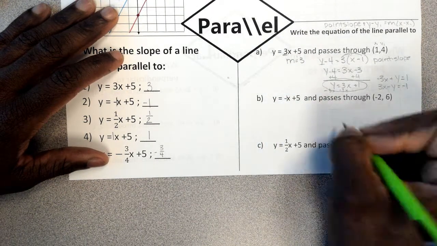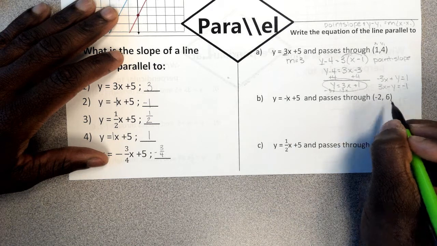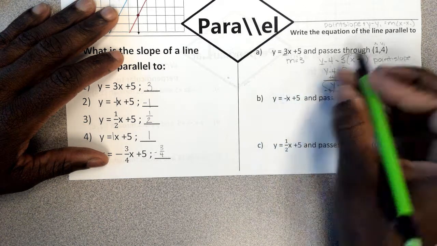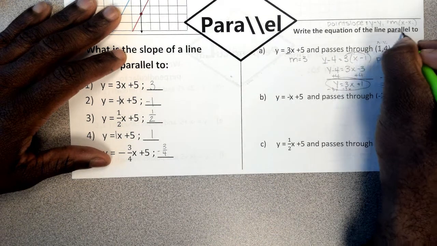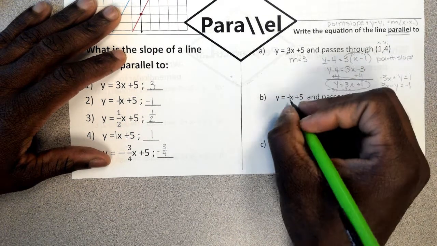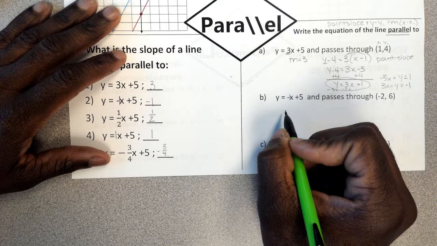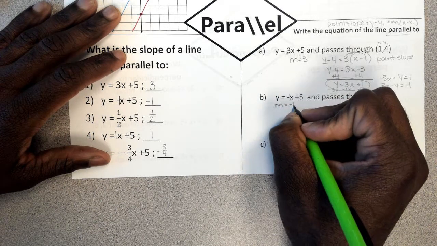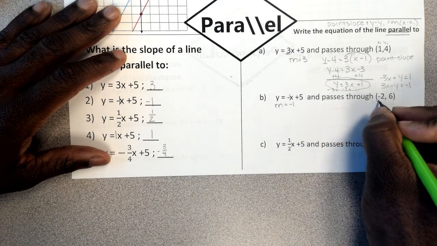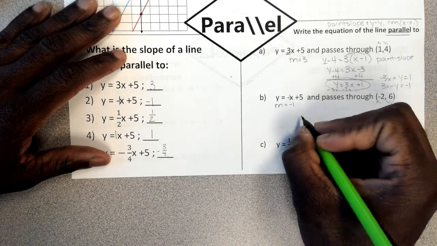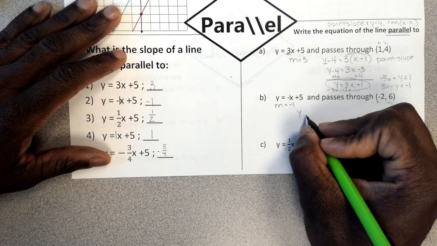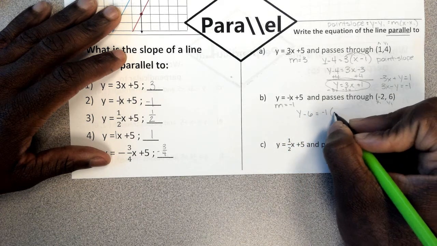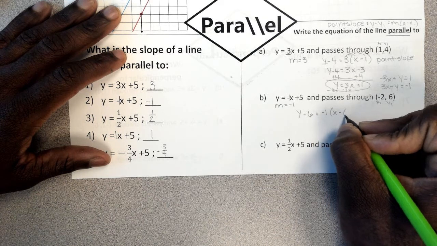Put a 1 in front, passes through negative 2, 6, and this is the equation. So since these are parallel, they are going to have the same slope. The slope of this equation is negative 1. So m equals negative 1. And we have x1 and y1 here. So y minus 6 equals negative 1 times x minus negative 2.